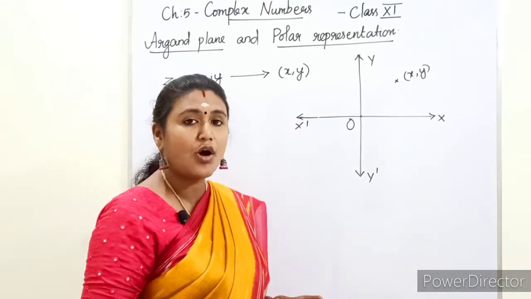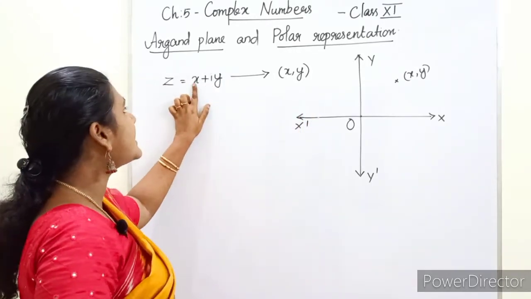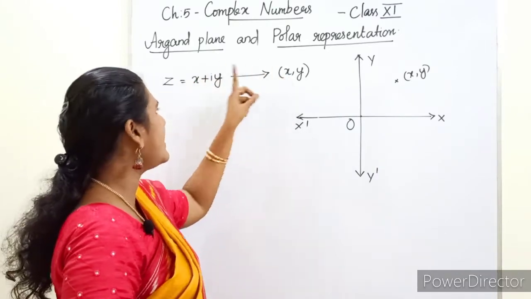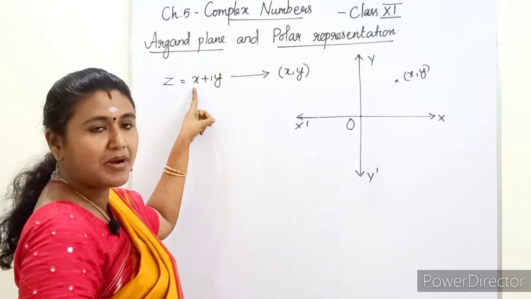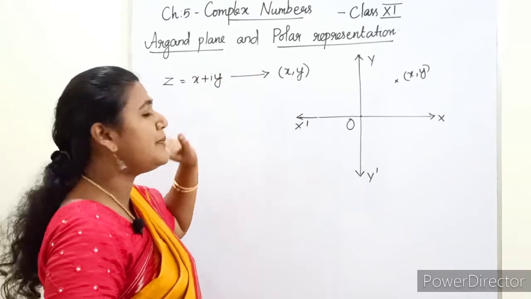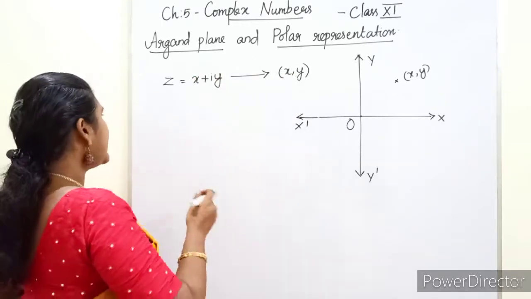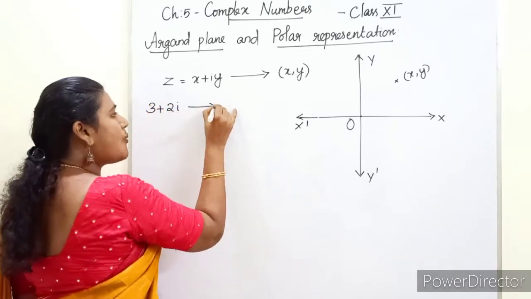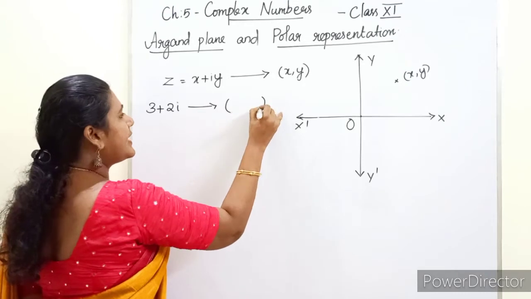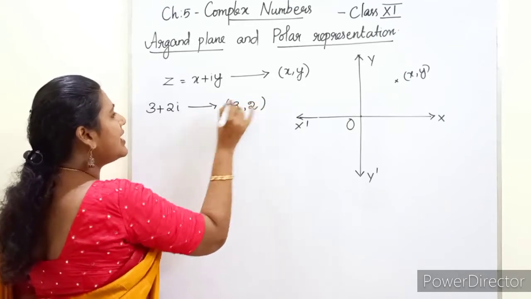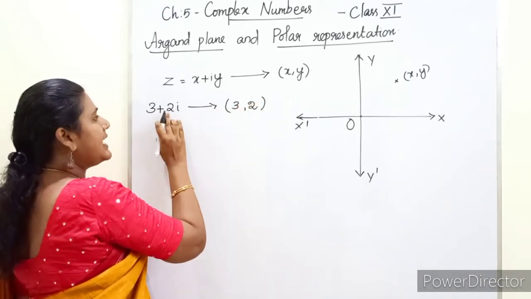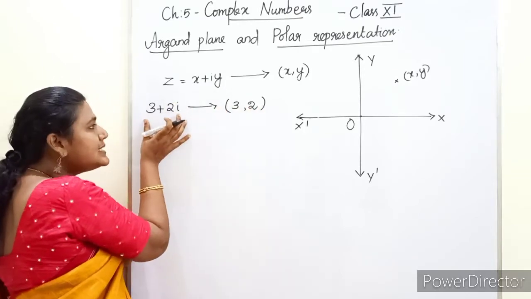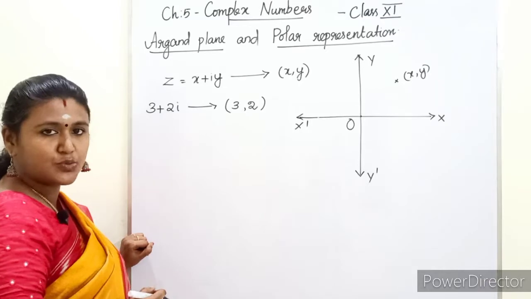How can we find the ordered pair? By taking the real part and the imaginary part. The first, x coordinate, will be the real part of the complex number and the y coordinate will be the imaginary part. For example, 3 plus 2i. This complex number corresponds to the ordered pair (3, 2). Here the real part is 3 and the imaginary part is 2. So this ordered pair represents the complex number 3 plus 2i.